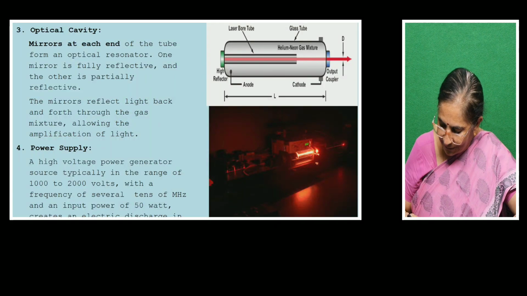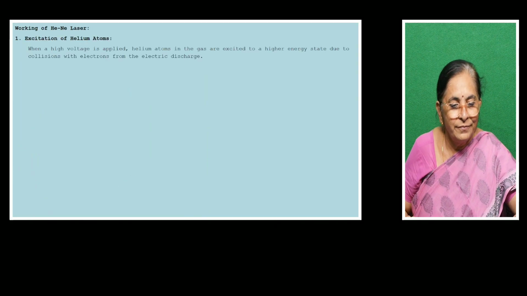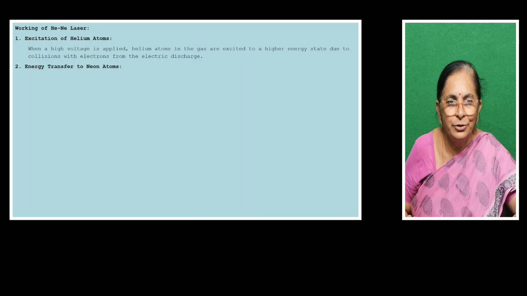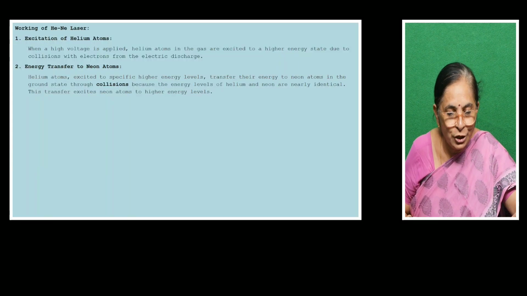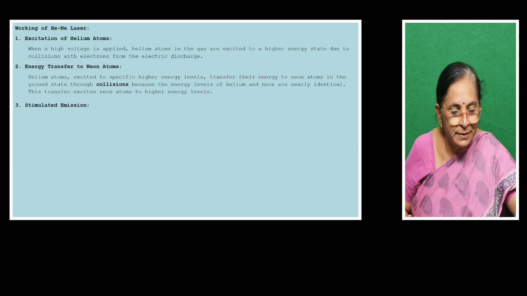Okay, so this is what I have explained here. First, we need to excite the helium atoms. This is done by the high voltage applied between the electrodes. And then when these excited helium atoms, after their lifetime gets over, come back to the ground state, they excite the neon atoms. Okay, so the neon atoms get transferred to the higher energy levels.